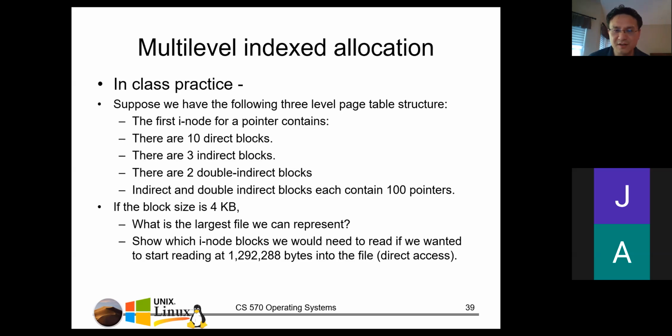But here we want to first look at what would be the largest. I see, you mean that the indirect and double indirect blocks themselves take up space? Yes, you're right. That's a very good point, because in multi-level indexing you would end up with some overhead with this kind of setup. But for now we ignore it because it's minimal. That's very good, Jonathan. You would subtract those bytes.